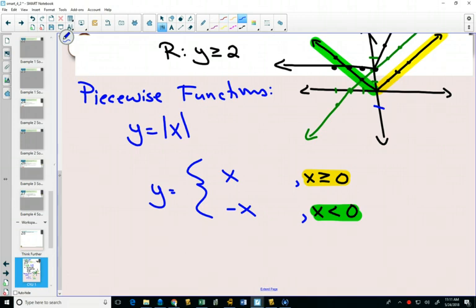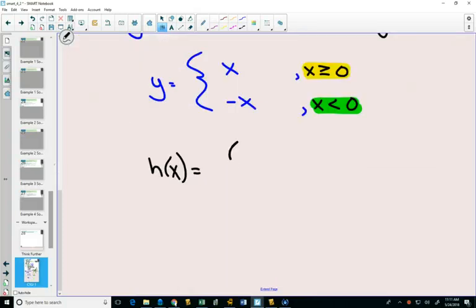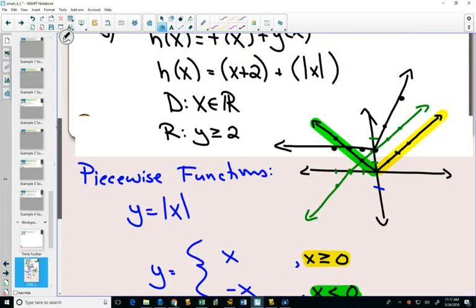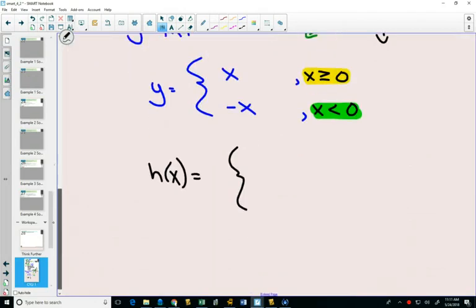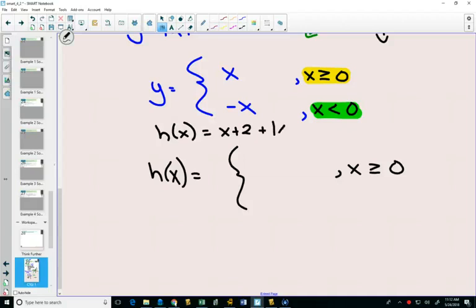Now what we're going to do next is take h of x, and instead of writing it as an explicit equation like we did, we're going to write it as a piecewise function. Now h of x, see if I can scroll up to see it, is x plus 2 plus the absolute value of x. And I'll just rewrite it here so we can see it. It's x plus 2 plus the absolute value of x.